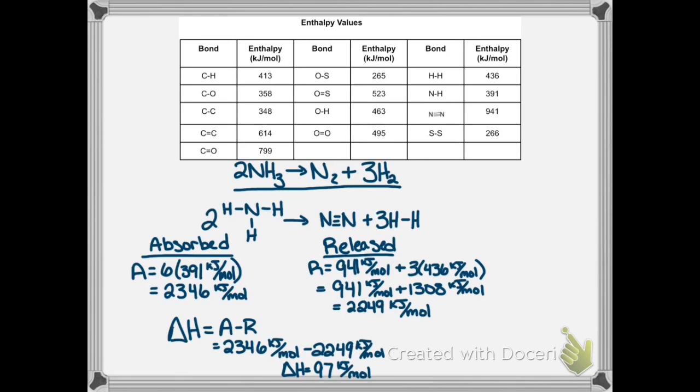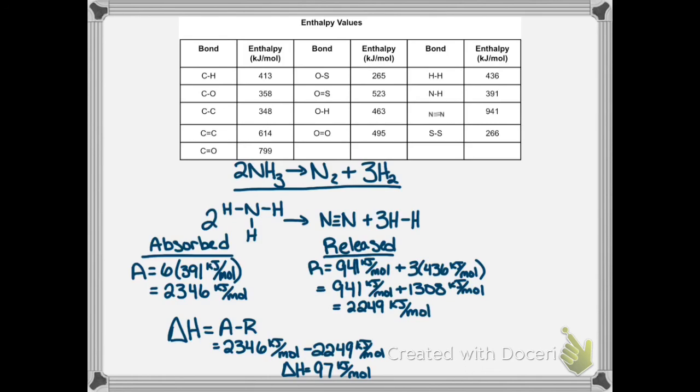Remembering that when we do our addition and subtraction for significant figures, we look at the decimal point to tell us where to stop our significant figures. And both of these have no decimal points, which means that we stop at the whole number. So there's 2 significant figures for our delta H value.